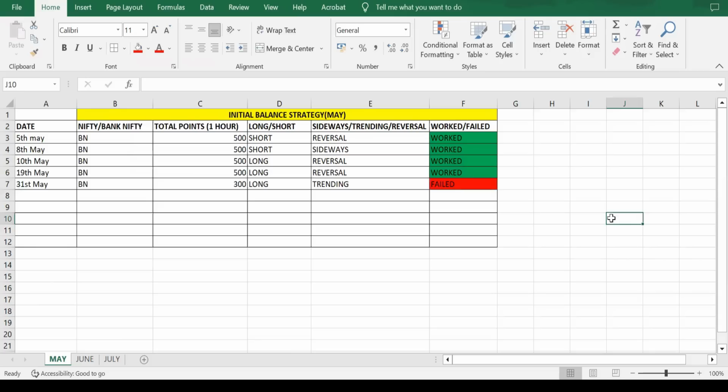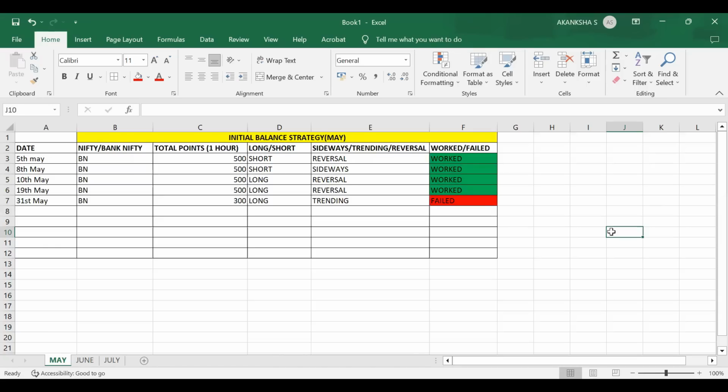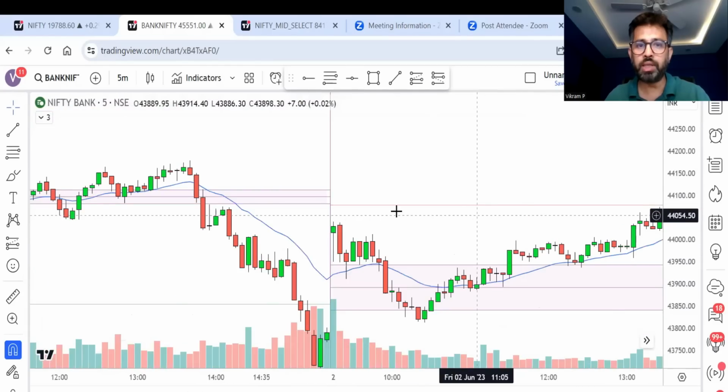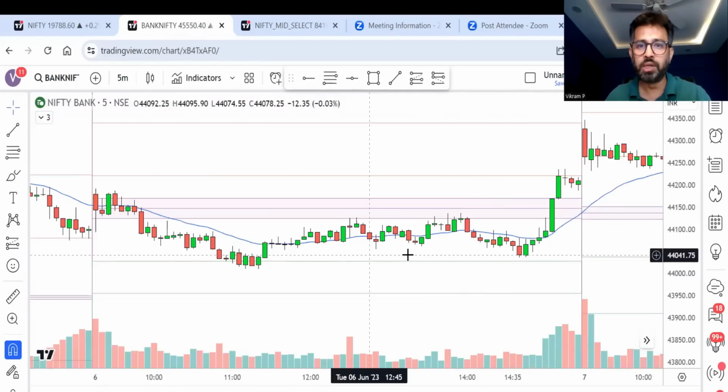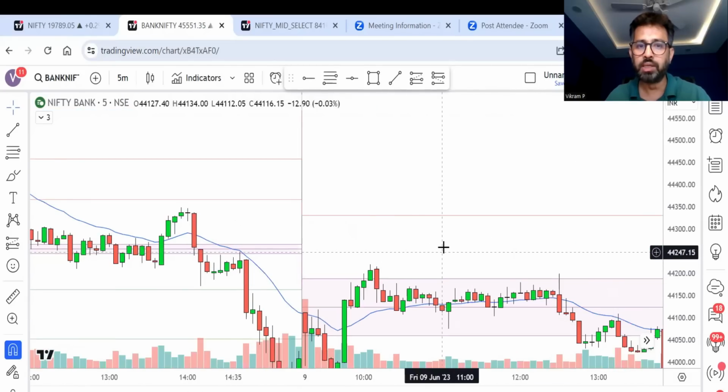So you can see that this is the report of May month. In the May month, we had 5 wide initial balance days. Out of that, 4 times it worked and 1 time it failed, right? Obviously, it is more than 50% win rate. Let's see what happened in the month of June. Let's go to the chart. Okay, this is the June month. June month, narrow initial balance, narrow initial balance, narrow initial balance.